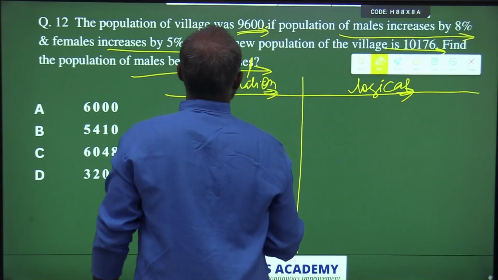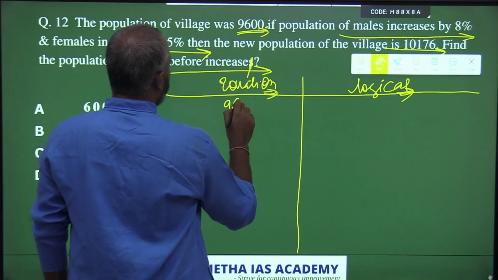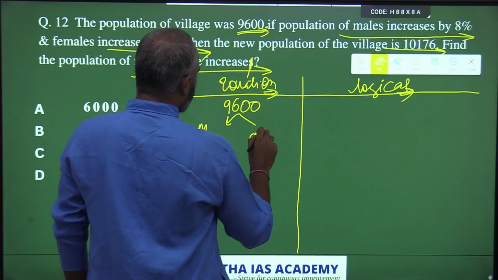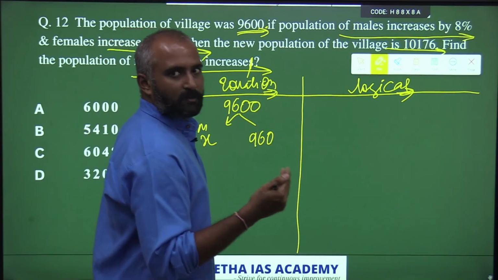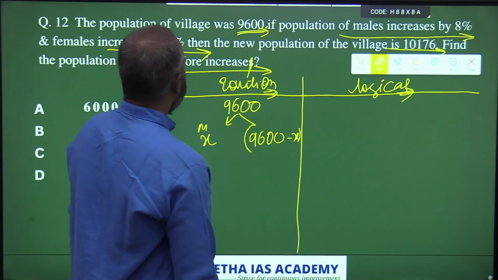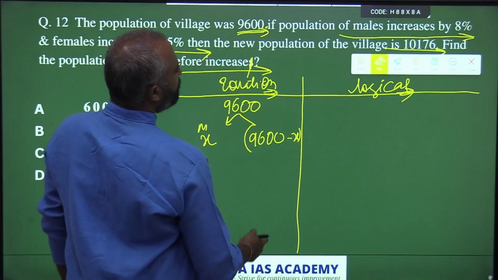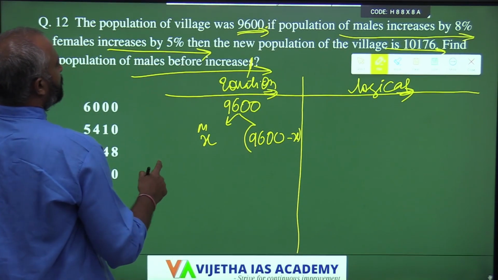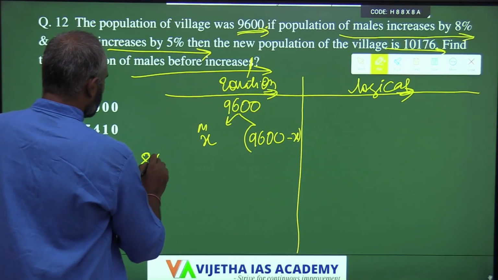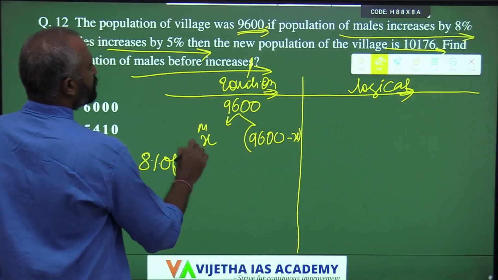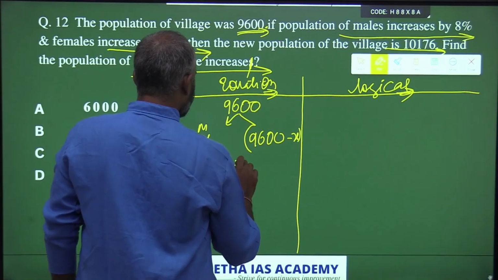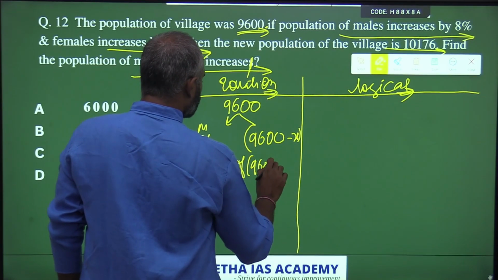Okay, so population of the village was 9,600. We know that there are males and females. So let the number of males be x. Automatically, you should always prioritize to minimize the number of variables. So females will be 9,600 minus x. Population of males increases by 8% of x. So 8% of x plus, females increase by 5%, 5% of 9,600 minus x.